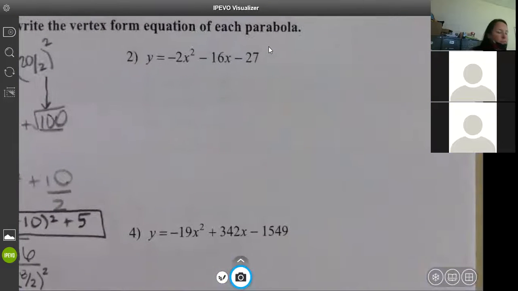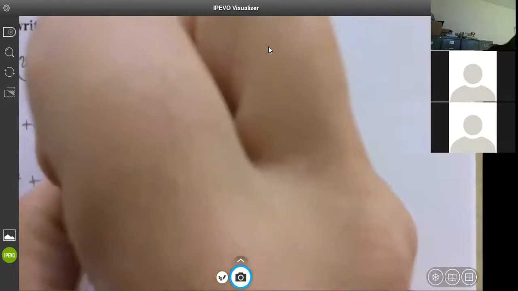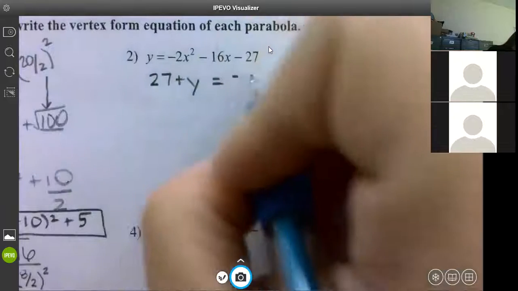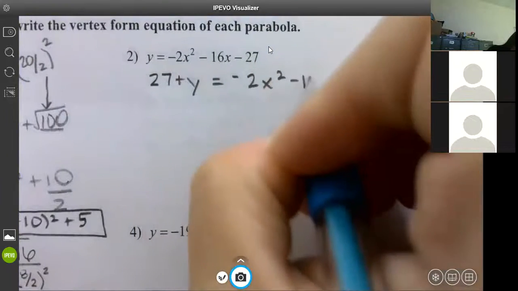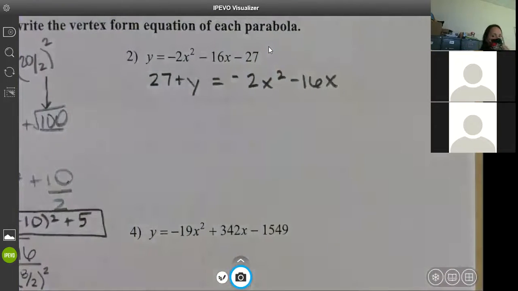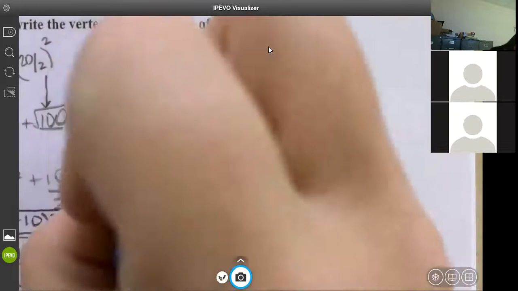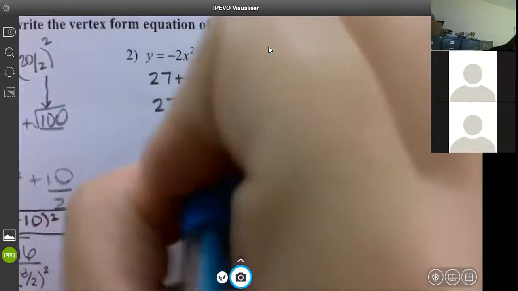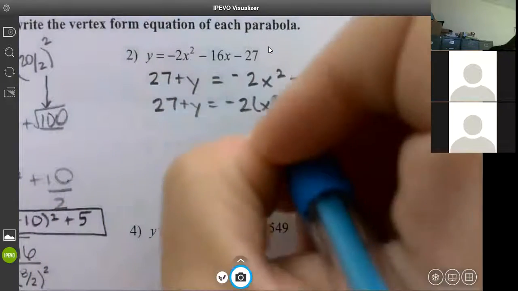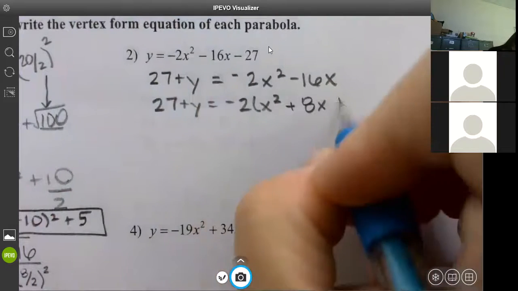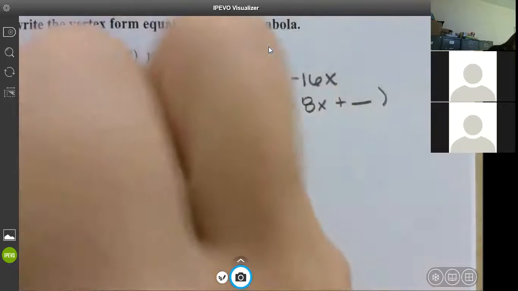So number 2, what am I going to do? Move the 27. So I'm going to add 27 to the y. It doesn't matter what order you put it in. What do I need to do to this side? Take out a -2. So 27 plus y equals -2. Watch those signs. X squared, it'll be plus 8x. And then put your blank.